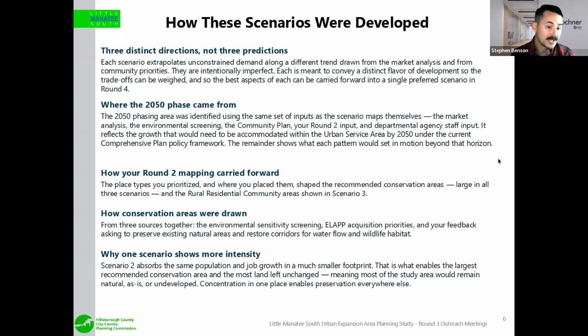Your mapping was carried forward in the development of these maps by the place types. Conservation areas were drawn based upon the environmental sensitivity screening, the ELAP priorities, and the feedback that you provided to us, which, of course, as I mentioned, was to preserve existing natural areas and restore corridors for water flow and for wildlife habitat. And then also want to mention that one of the scenarios shows a little bit more intensity, and we're going to speak a little bit about why once we get into those maps.